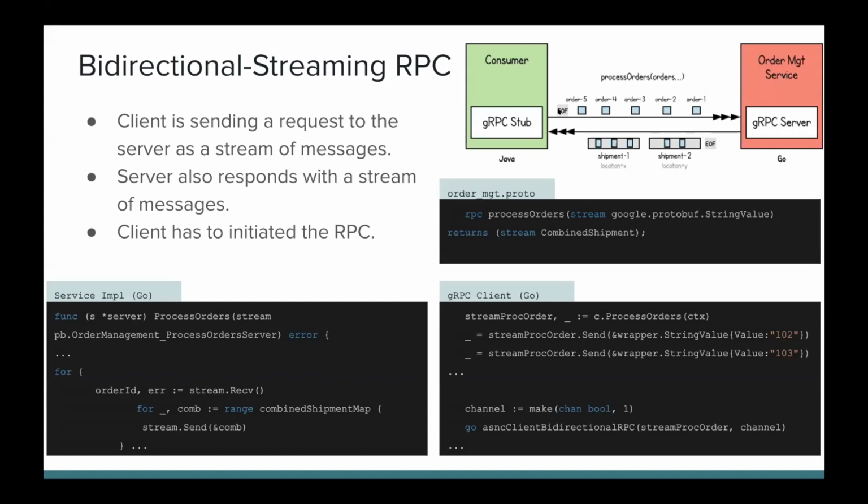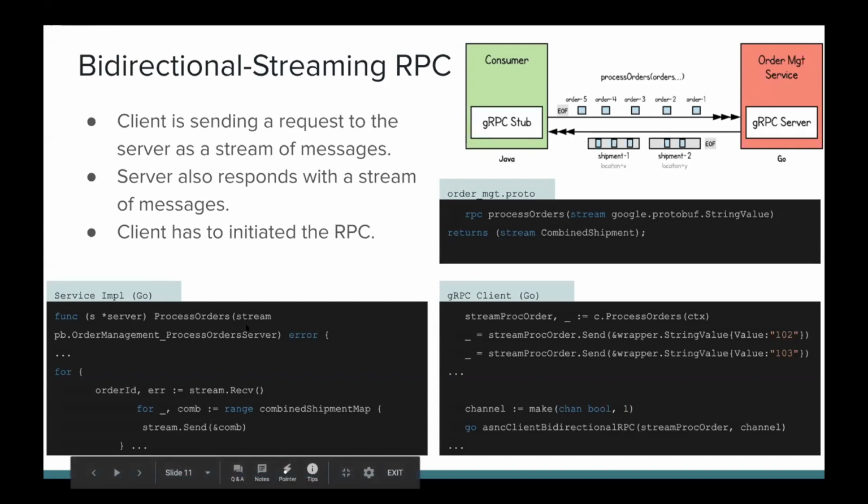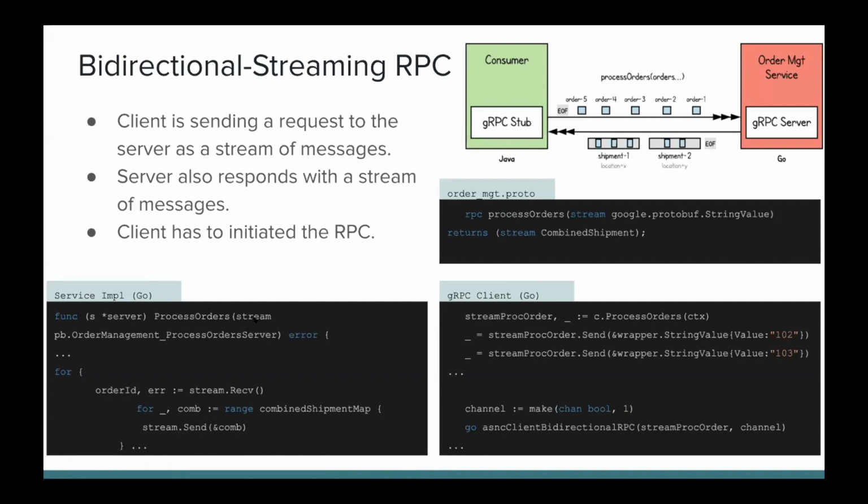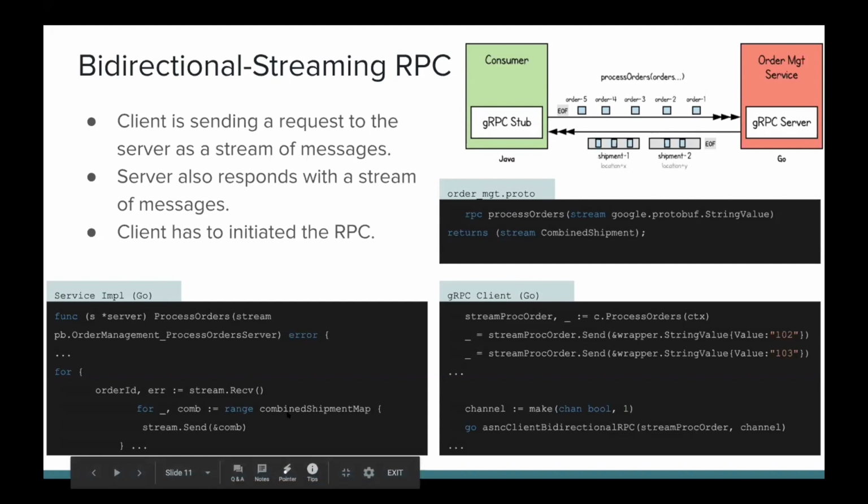So as you can see, inbound is also a stream of orders, and the outbound is also a stream of shipments. In the service definition, what you can see is stream as the input parameter, and the return parameter also has the stream identifier. Again, based on the business logic, this can be very different, but in this case, we read the entire stream and then start streaming back a set of shipments to the client side. The same applies to the client application.